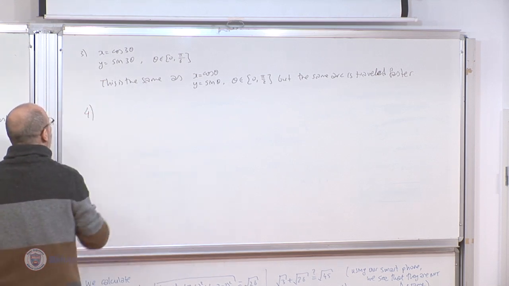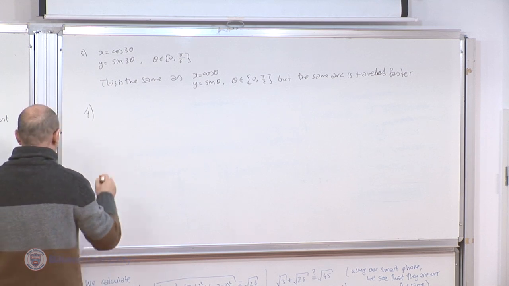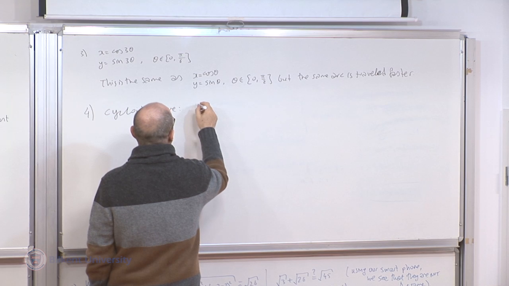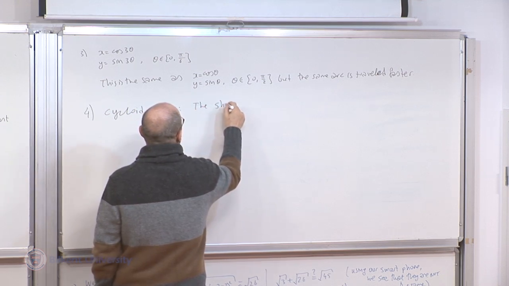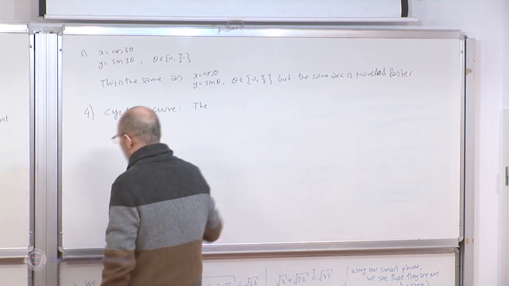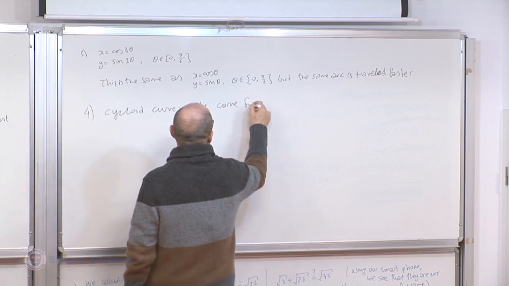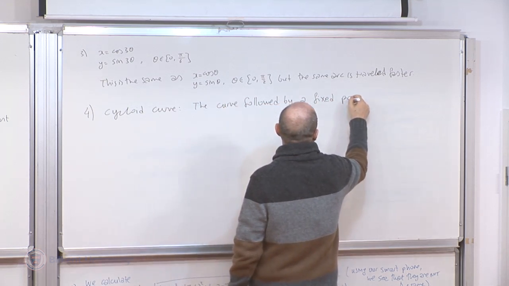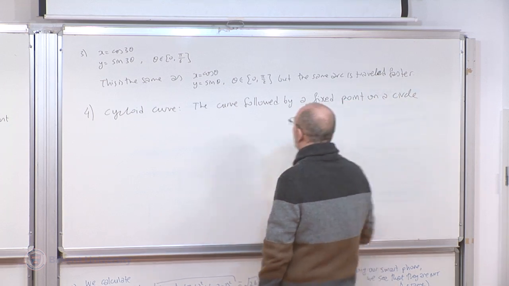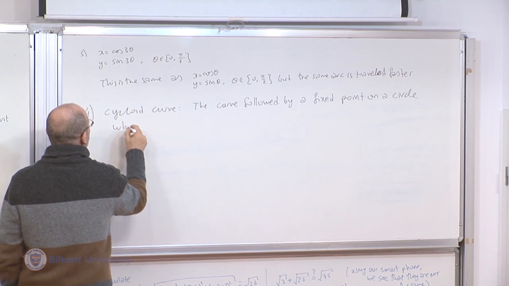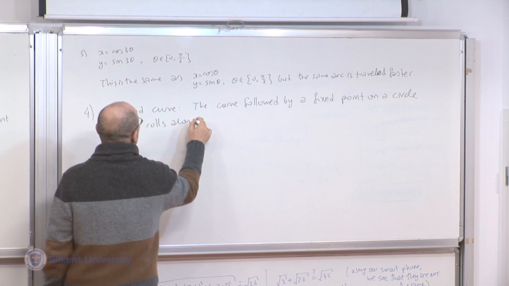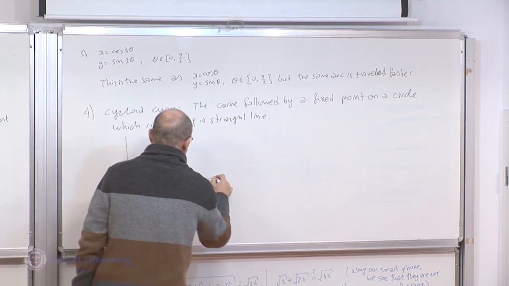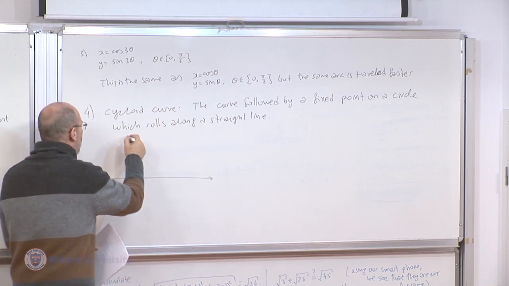Okay, one favorite curve of mathematicians is the cycloid. So the cycloid curve is defined, the shape, or rather the curve, let's say, the curve followed by a fixed point on a circle which rolls along a straight line. So, for example, here we start with this circle. So let me use a different color for this circle.